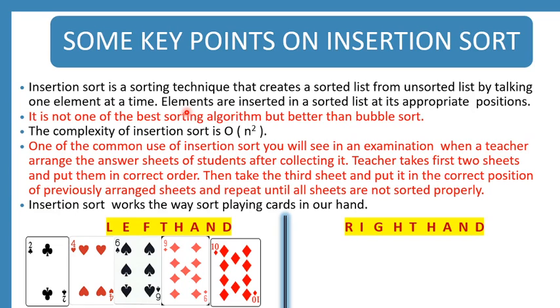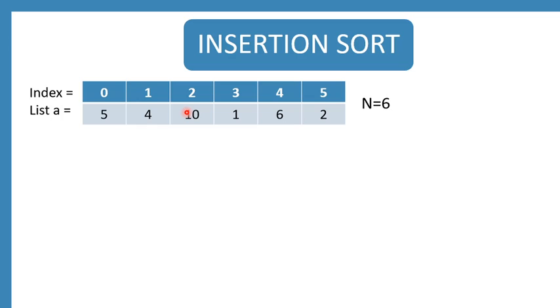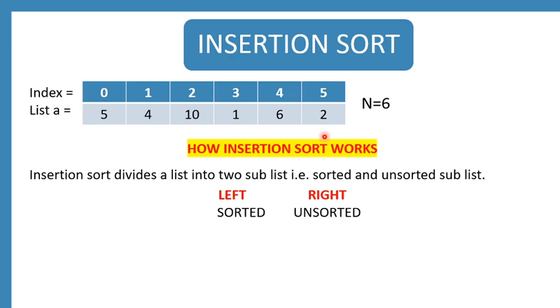So this is a proper method of applying insertion sort. Okay, now some basic concepts of insertion sort. Let us suppose we have a list A which has 6 elements, that is 5, 4, 10, 1, 6 and 2. Insertion sort divides a list into two sublists. One is sorted and the second is unsorted. The left hand side belongs to sorted and the right hand side belongs to unsorted.